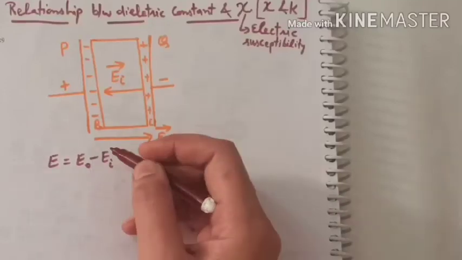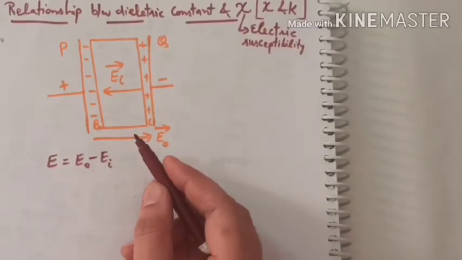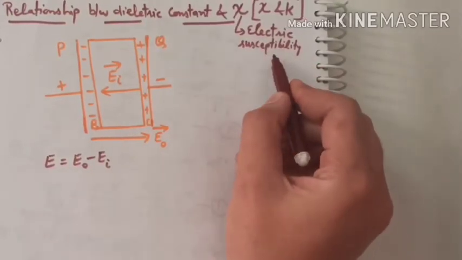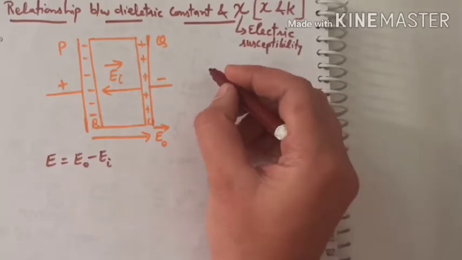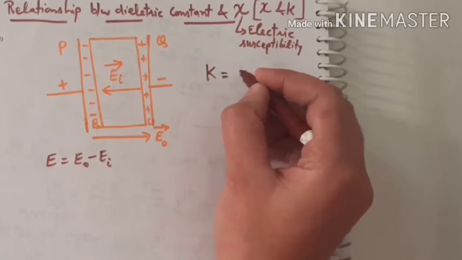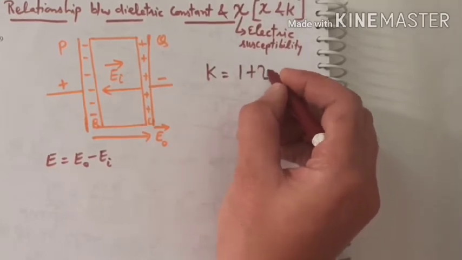Hello everyone, the topic is the relationship between electric constant K and chi. Chi is the electric susceptibility. So here we derive the relation K is equal to 1 plus chi.